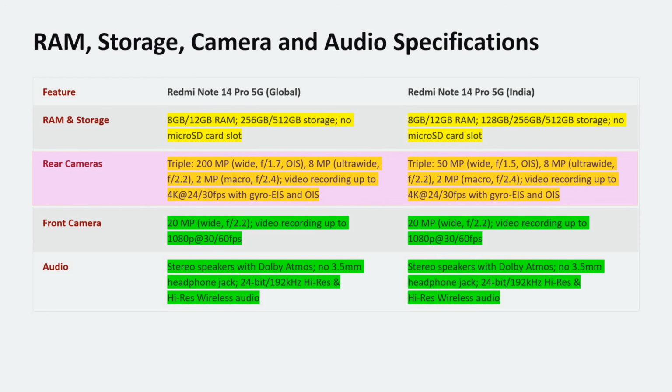Rear cameras of global version is 200 MP main camera, 8 MP ultra wide camera, 2 MP macro camera. Video recording up to 4K with gyro EIS and OIS. Rear cameras of Indian version is 50 MP main camera, 8 MP ultra wide camera, 2 MP macro camera, video recording up to 4K with gyro EIS and OIS.